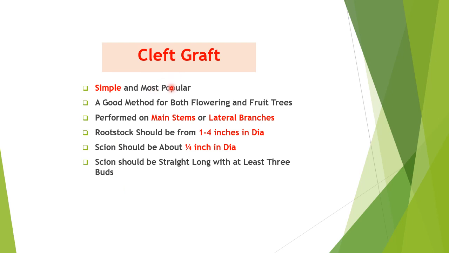What we mean by the cleft graft is a simple and the most popular method, a good method for both flowering and fruit trees. It is performed on main stems as well as on the lateral branches. A rootstock should be 1 to 4 inches in diameter, while a scion should be 1 by 4 inches in diameter. The scion should be straight, long, with at least 3 buds. When you select a scion, it should have at least 3 or 4 buds.